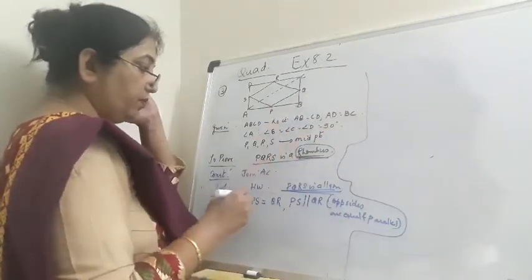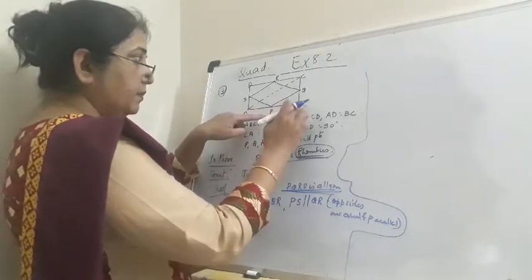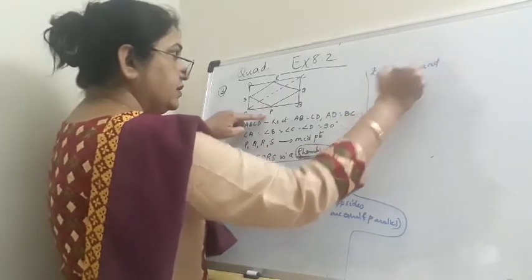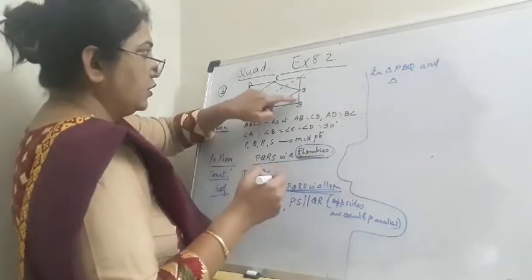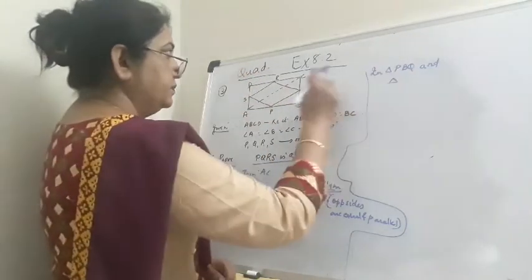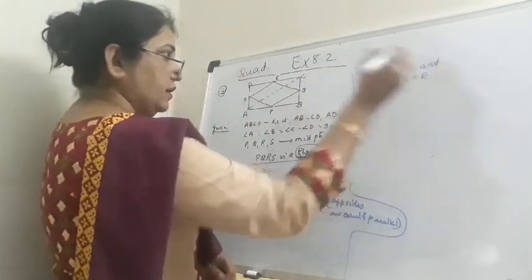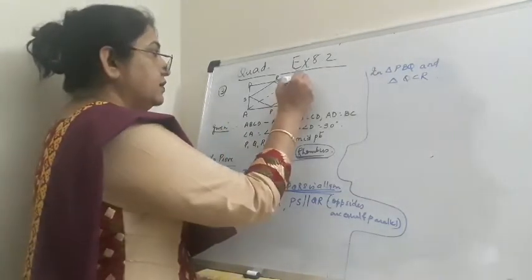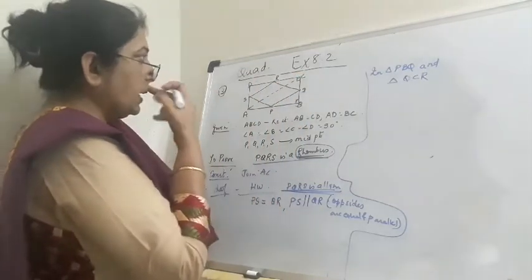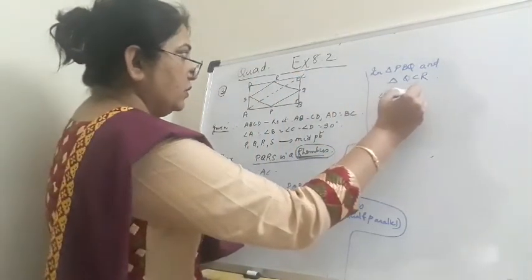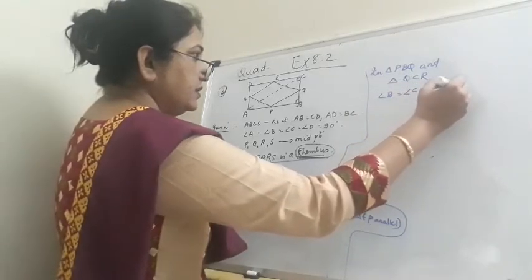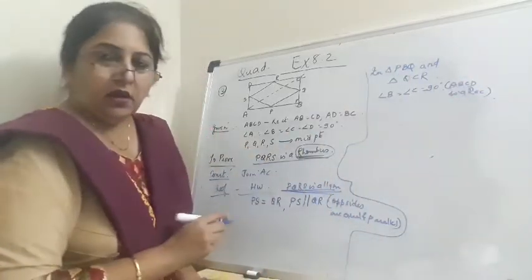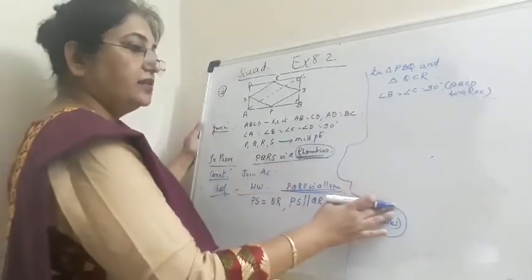We now come to triangle PBQ and triangle QCR. How will we prove them to be congruent? We know that this angle is equal to this angle. So we can write angle B is equal to angle C, 90 degrees, since ABCD is a rectangle. Now when ABCD is a rectangle, each angle is 90 degrees, that is a right angle.